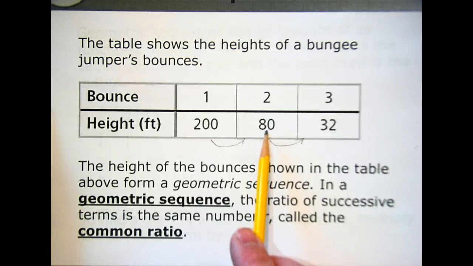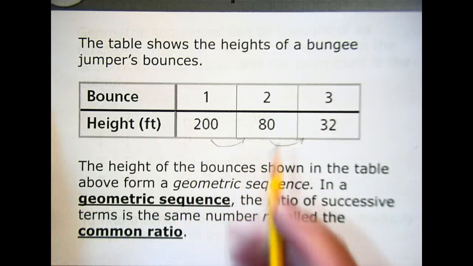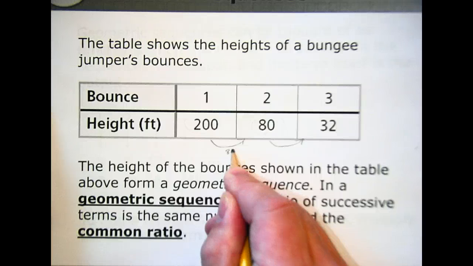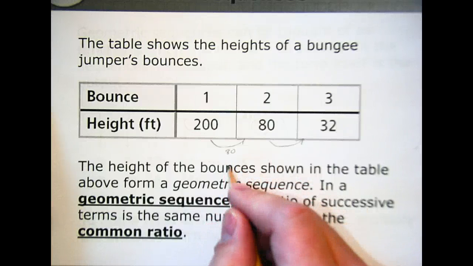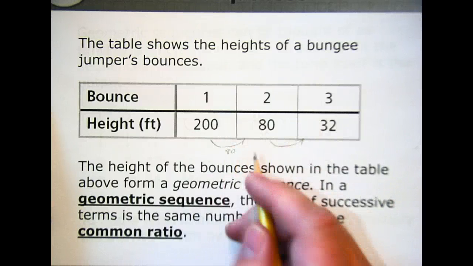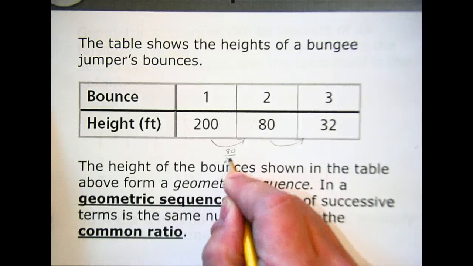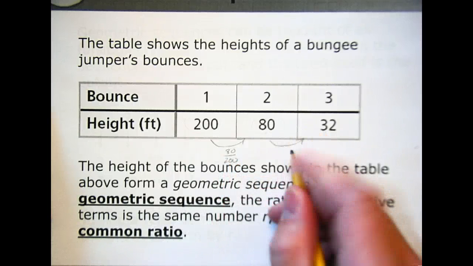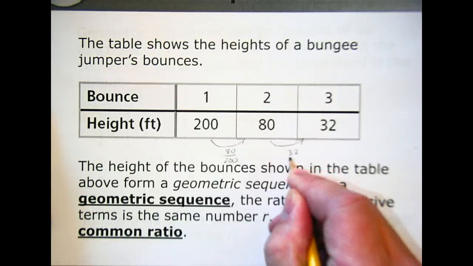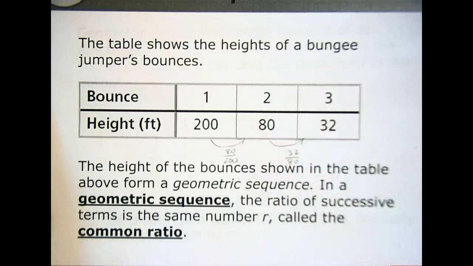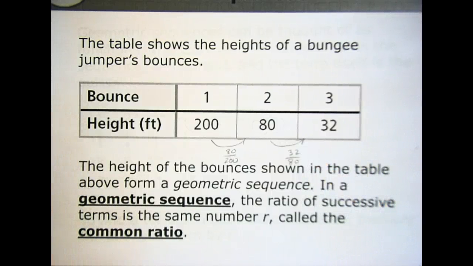But if you take and divide this by this, so if you say, okay, I'm going to call this 80 200ths, and then divide this by this, I'm going to call this 32 80ths. All right, and then we reduce. So 80 200ths. Everyone go ahead and reduce that right now. And 32 80ths, reduce that.